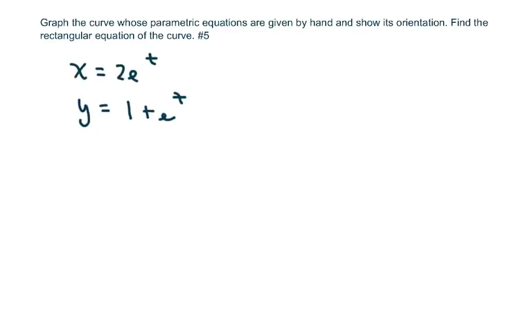Hi everyone, we're going to graph the curve whose parametric equations are given, show its orientation, and find the rectangular equation of the curve. So this has e to the t in it, and I forgot to write, for this one, t is greater than or equal to 0.